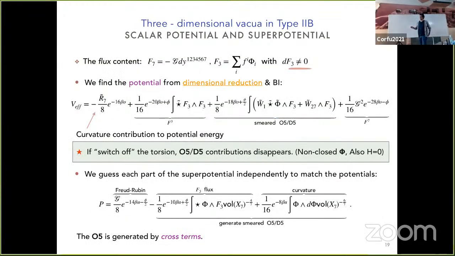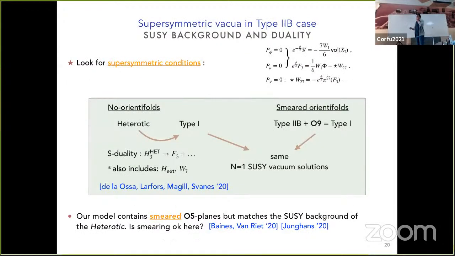And again, we can perform a dimensional reduction and find the potential as well as the superpotential. And we can see that the presence of the torsion classes that appear due to the curved background is crucial, because when they vanish, we don't have the contribution of O2 or O5 planes. And I will stop here, on this slide.